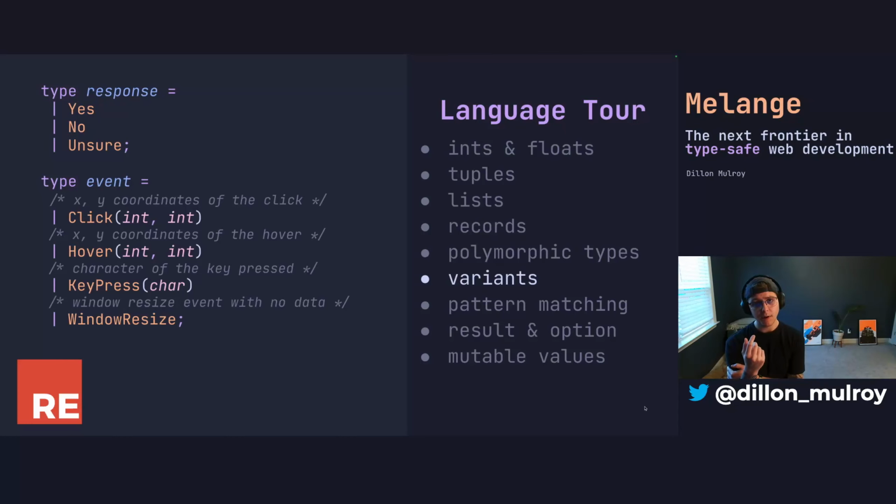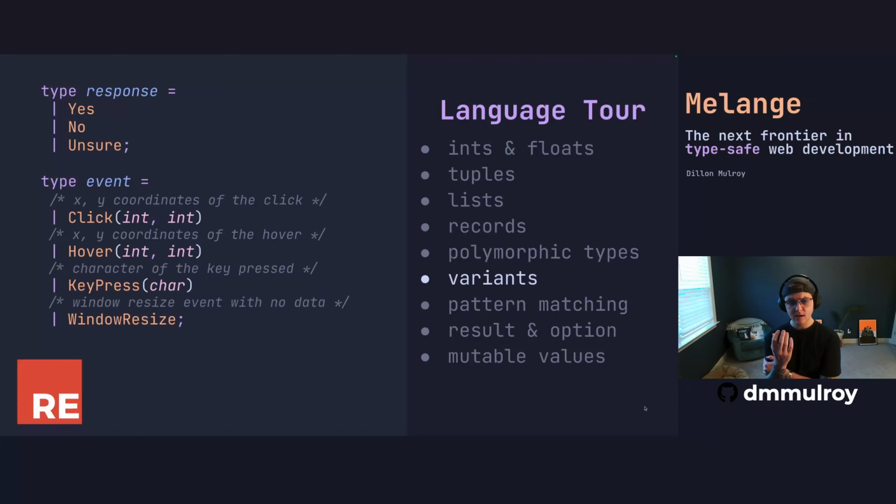And one cool thing about variants in OCaml and ReasonML is that they can take or carry data, right? So maybe our click constructor or our click variant of the event type carries X and Y coordinates of where our click happened. Same with hover. Or maybe we have a key press event that takes the character type of the key that was pressed. Or maybe we just have a data-less constructor called window resize.